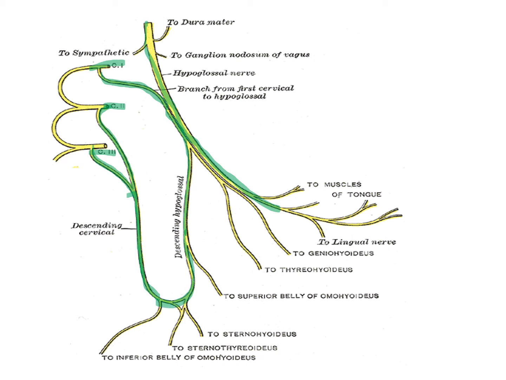So let us see the distribution. From the superior root, the muscle, namely superior belly of omohyoid, is supplied. From the Ansa cervicalis, inferior belly of the omohyoid is supplied, then sternohyoid is supplied, sternothyroid is supplied. Now, from the descending branch or the C1, via the C1, the thyrohyoid is supplied and geniohyoid is supplied. So this was about the Ansa cervicalis.